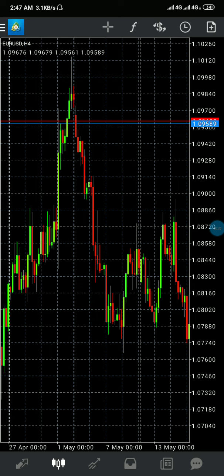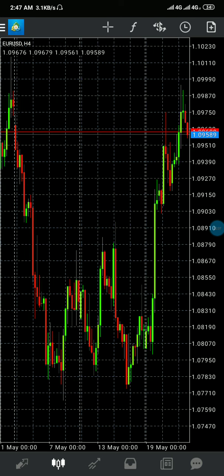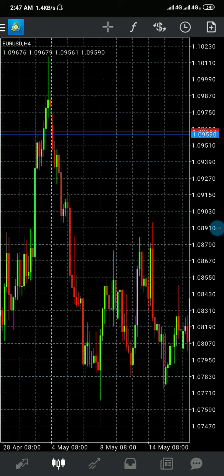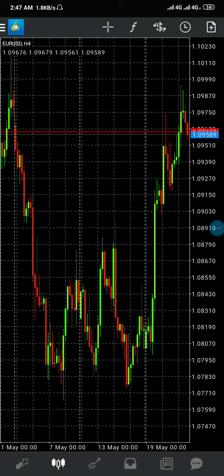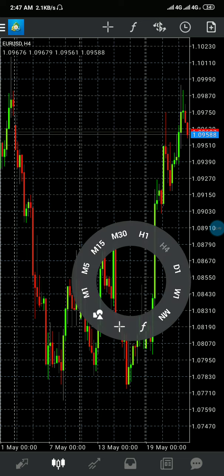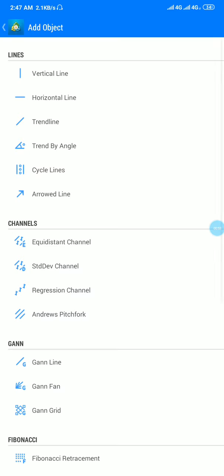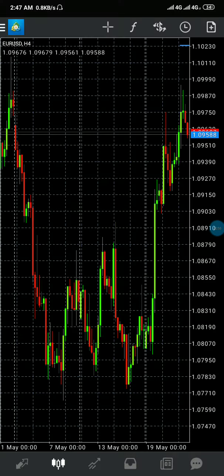So let's look for a strong resistance and strong support. To do that, we need to add a horizontal line. Tap the screen, you see your shortcut, click on the shapes, you can add horizontal lines.